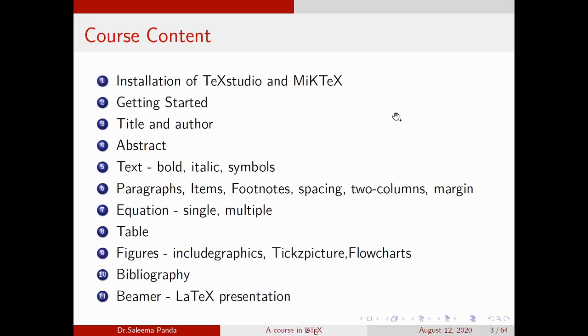In this course, we'll be studying all these 11 points. We'll start with how to install LaTeX. So we have to install TeXstudio and MikTeX, then getting started. So like how you're opening a file, then how to write title and author, the abstract, then text. Inside text, we'll be learning about how to write bold or italic or symbols in the text. Then we'll be learning about how to write in paragraphs and items like you will write in bullet points for those, how to use LaTeX commands, footnotes, spacings, two columns or one column page, then the margins.